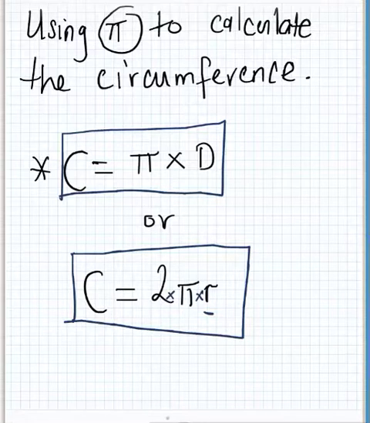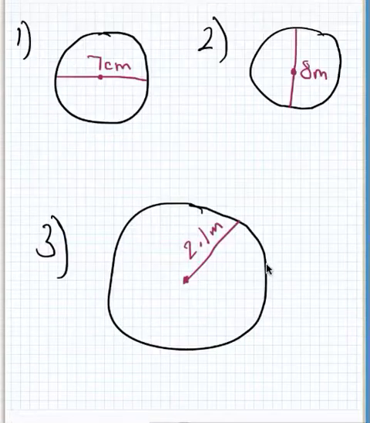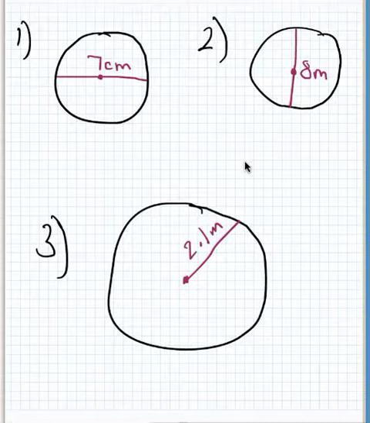So let's try some examples. For these 3 circles, we have to calculate the circumference of these circles. And this time we are using our calculators and using the pi button. So for the first one, always check and see what is given to us. We can see that it's the diameter.